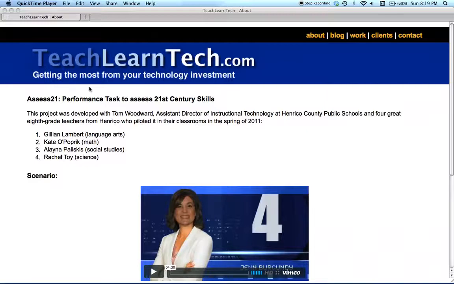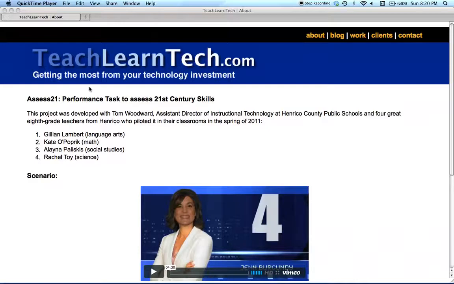The general idea of a performance task is that it should require students to complete an authentic task, as authentic as possible, that they might encounter in the real world. It can target any content area. This example, developed with teachers in Henrico County, focuses on outcomes many describe as 21st century skills, and so it includes content knowledge and skills across several domains.